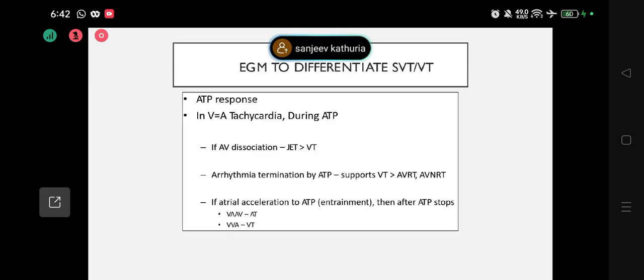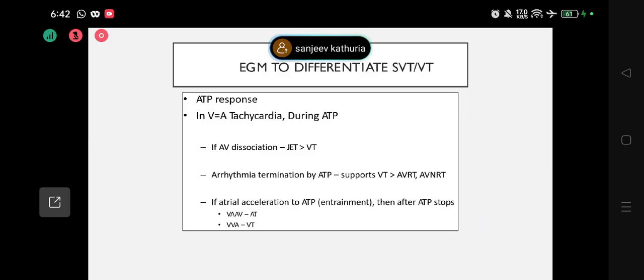So how does it differentiate? It gives an ATP response, I told you. It says, are the Vs equal to As? If the Vs are equal to the As, it can still be a VT, it can still be an AT. So if the AV dissociation is present and it's a narrow complex, it's a JET. So let's not go to JET, it's a different thing.